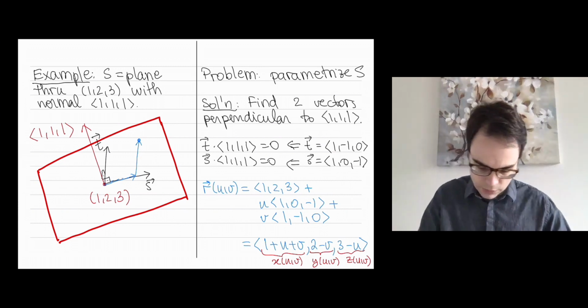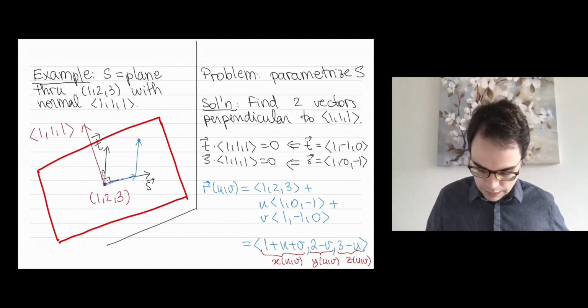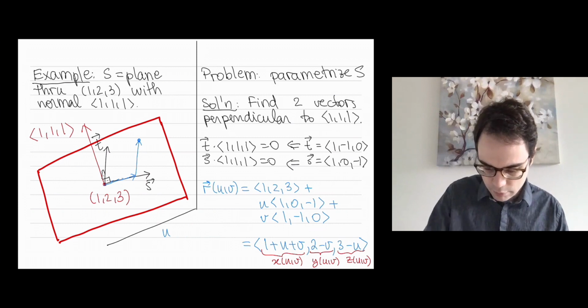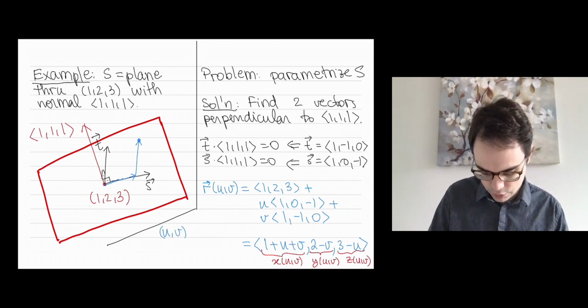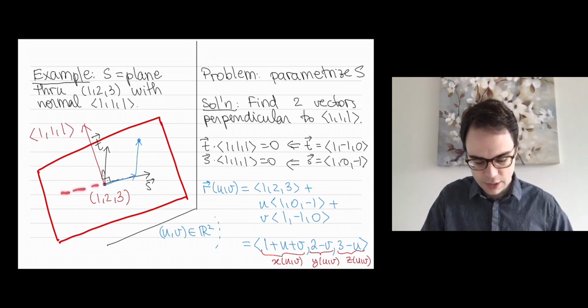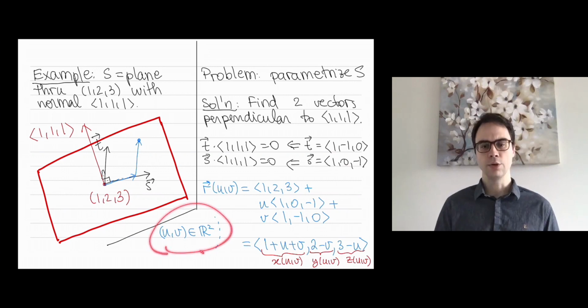And in this example, the bounds for u and v are that u and v can be any numbers. The region of the plane in this example is the whole of R2. Because I want points at the back here too, if I want to cover the whole red plane, I need u and v to range over all of R2.